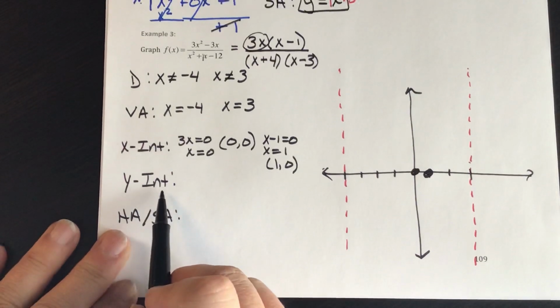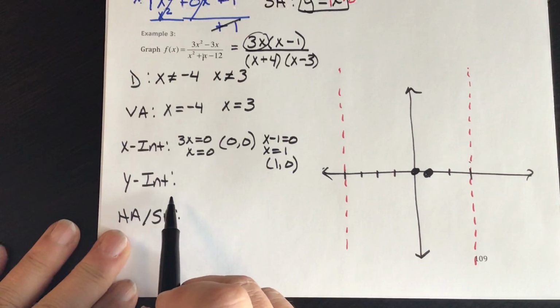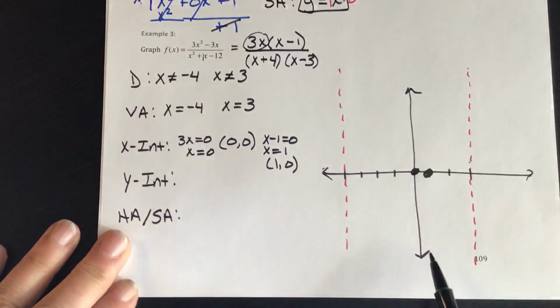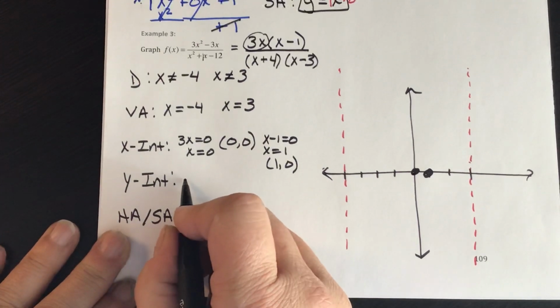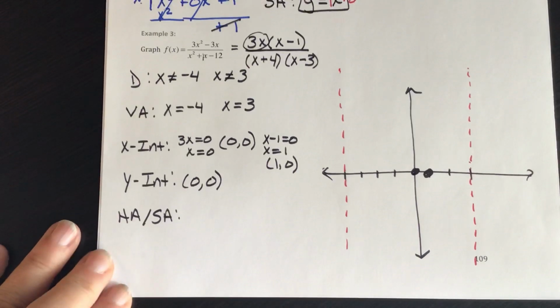Finding the y-intercept, and I tried to stress this earlier in the last couple sections. If you have an x-intercept of 0, it's also intersecting the y-axis at 0. So the point 0, 0 is also a y-intercept.